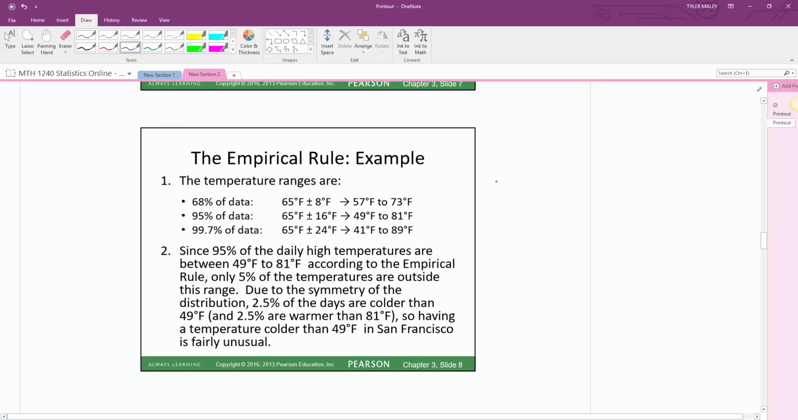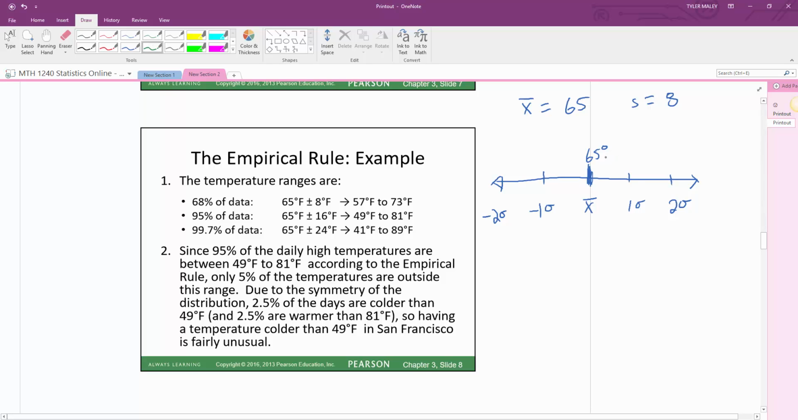So if we have a number line, and we want to look at 95% of the data, here would be x bar. Over here would be negative 1 standard deviation, 1 standard deviation away to the left, and 2 standard deviations away to the left, 1 to the right, and 2 to the right. So my mean here is 65, and my standard deviation is 8. So right here is 65 degrees.